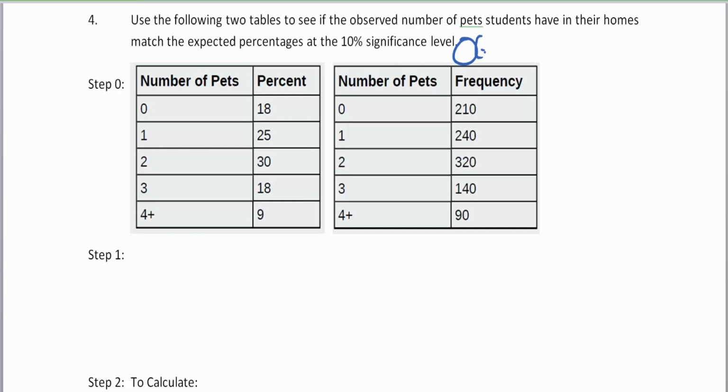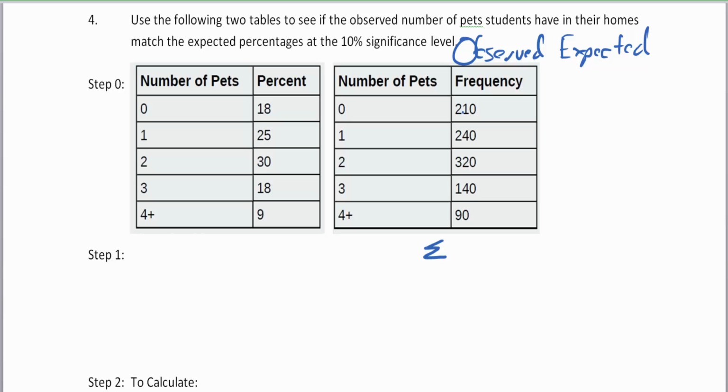Well, this is the observed vertical column right here. So what we have to do is we have to figure out the expected, and we'll put that off to the side here. Okay, so we got observed and expected. So what I'm going to do is I'm going to take each percentage here and multiply it by a total, but we got to figure out the total first.